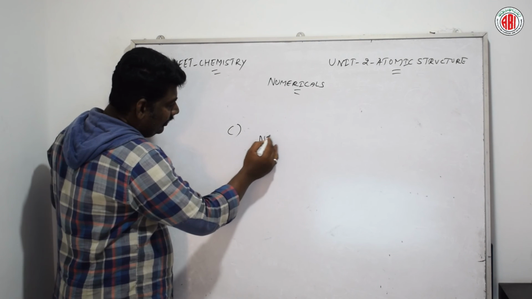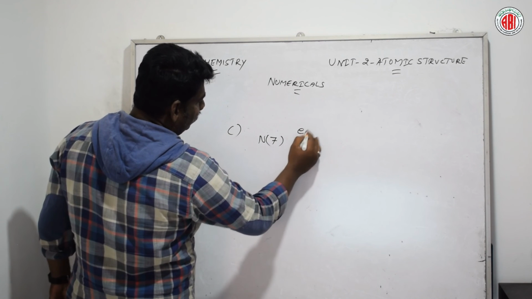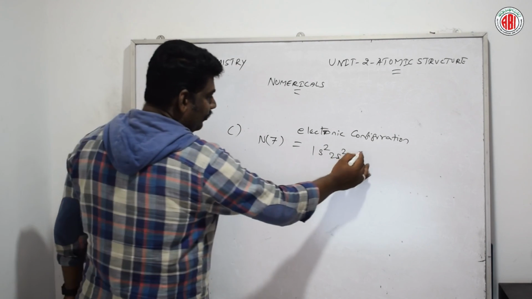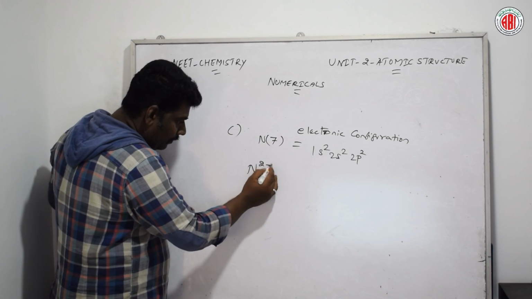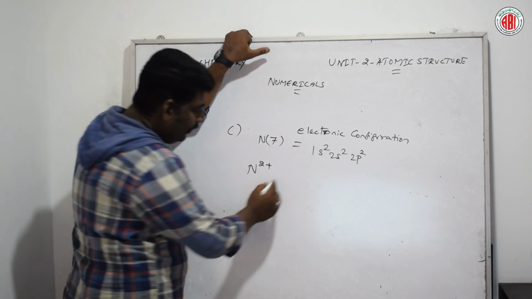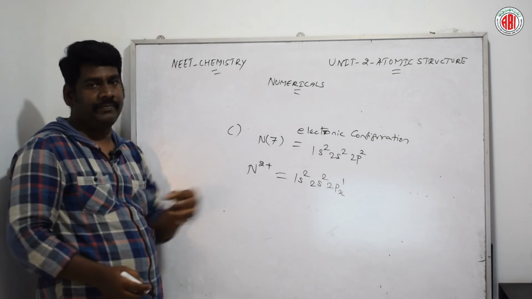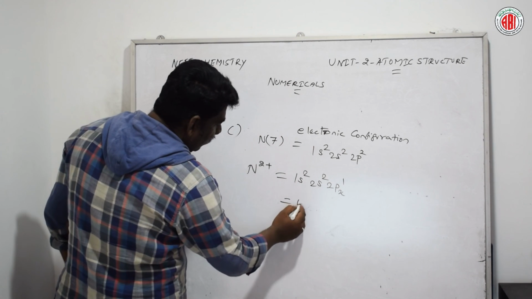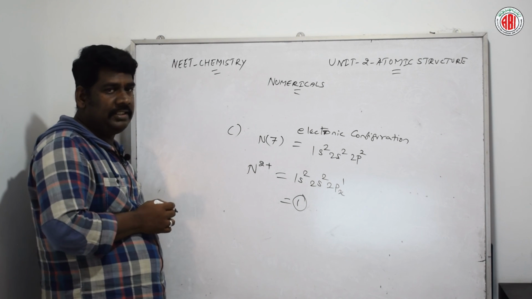So nitrogen, that is 7, would be written with the electronic configuration 1s2, 2s2, 2p3. So for the N2+ ion, here it is positively charged, so it is going to lose 1 electron. So that could be written as 1s2, 2s2, 2px1. The unpaired electron present in this particular element, you see, is 1. So 1 electron which is unpaired. So according to this question, option C is the right answer.